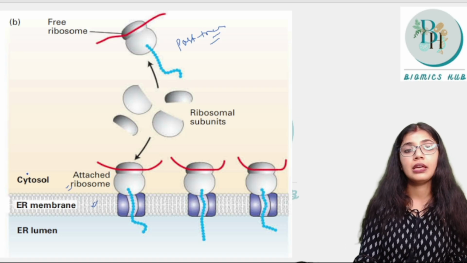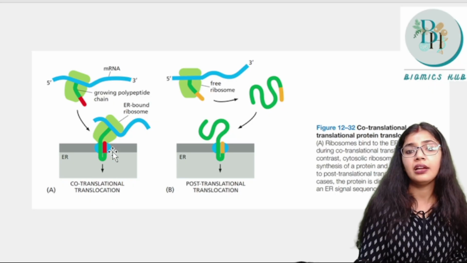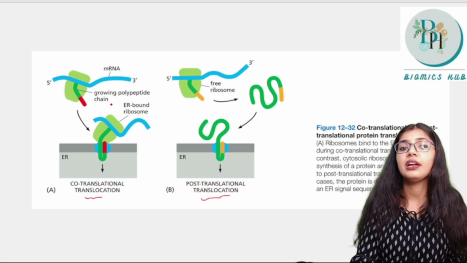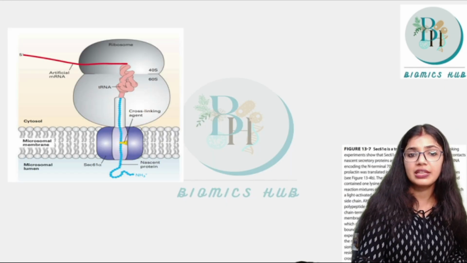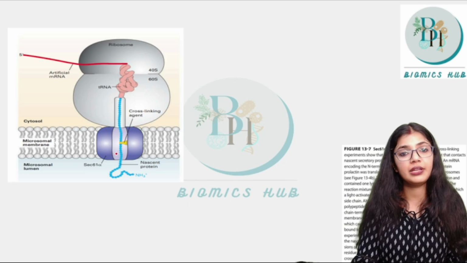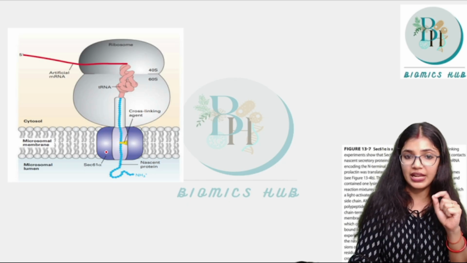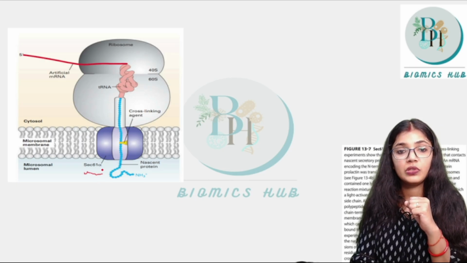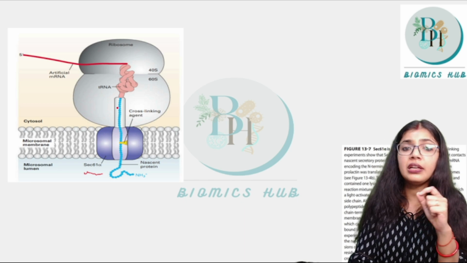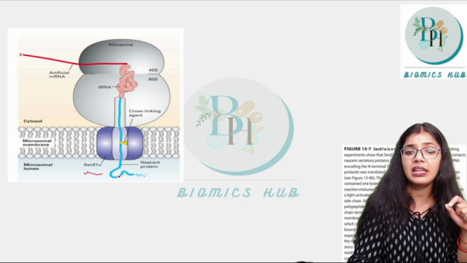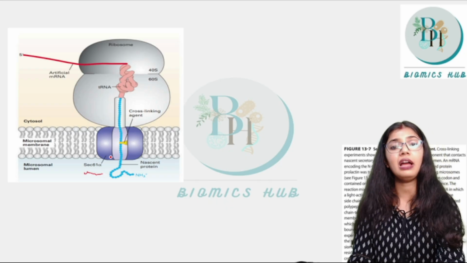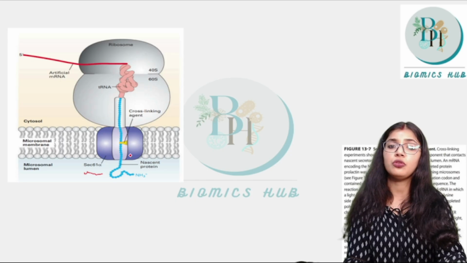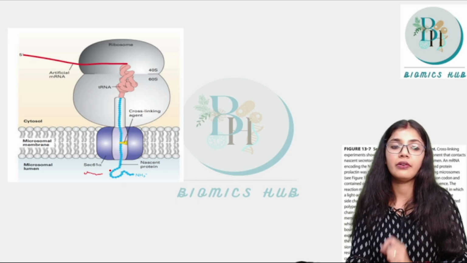So what happens in the cell? In the cell there are two types of transfer. Here we can see co-translational translocation and this is post-translational translocation. For this it requires a receptor. During co-translational translocation it requires a receptor known as Sec61 alpha. The ribosome will come and bind to Sec61 alpha and help in the translocation of the protein, to bring it inside the endoplasmic reticulum.